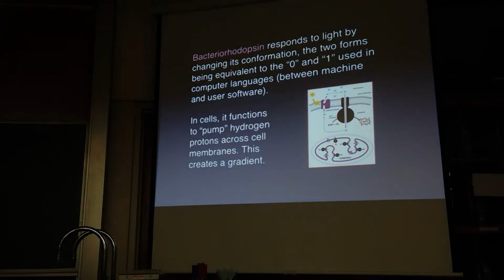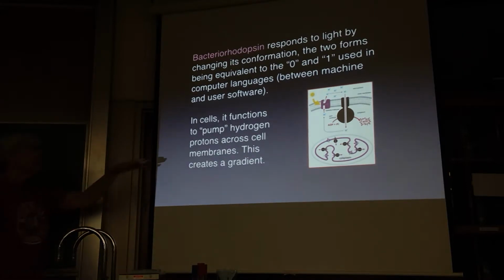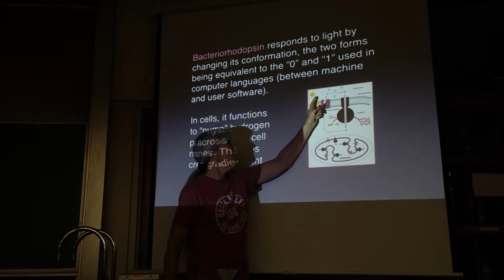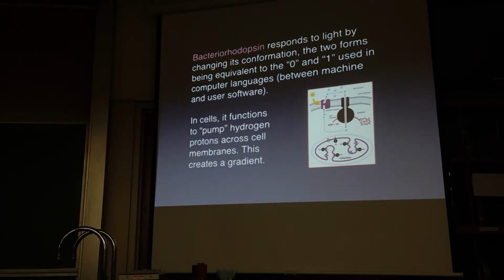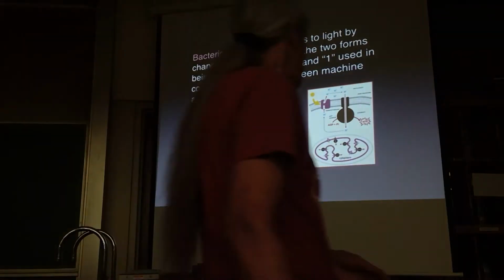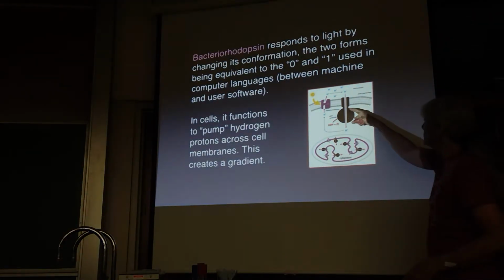What the bacteria do with it, they use that change in configuration to move hydrogen protons across a membrane. So bacteriorhodopsin responds to light. When the light strikes it, it pumps hydrogen across the membrane, and this generates a proton gradient. If you have a lot of protons on the one side of the membrane, this is referred to as a proton motive force, because those protons don't want to stay there. They want to go back across the membrane, and they can go back across through an enzyme called ATP synthase.